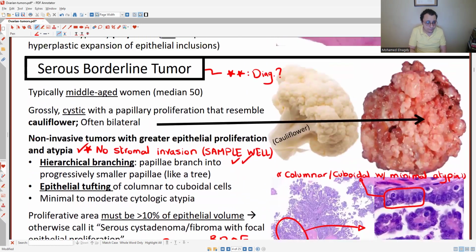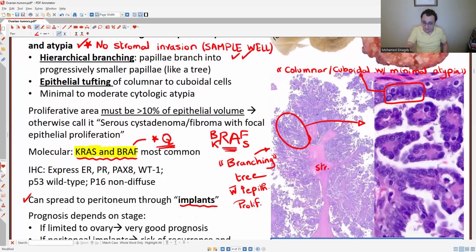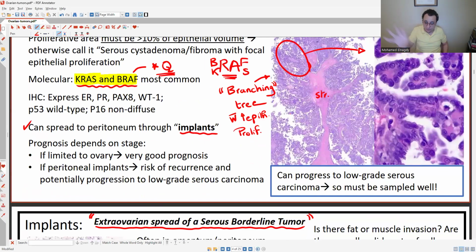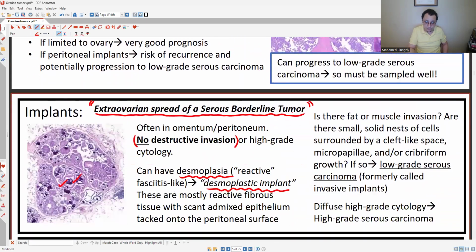All right. So that's the serous borderline tumors. He sometimes calls it the cauliflower, and it looks like a cauliflower, I agree. A lot of these kinds of things in the lumen look like a cauliflower, honestly.